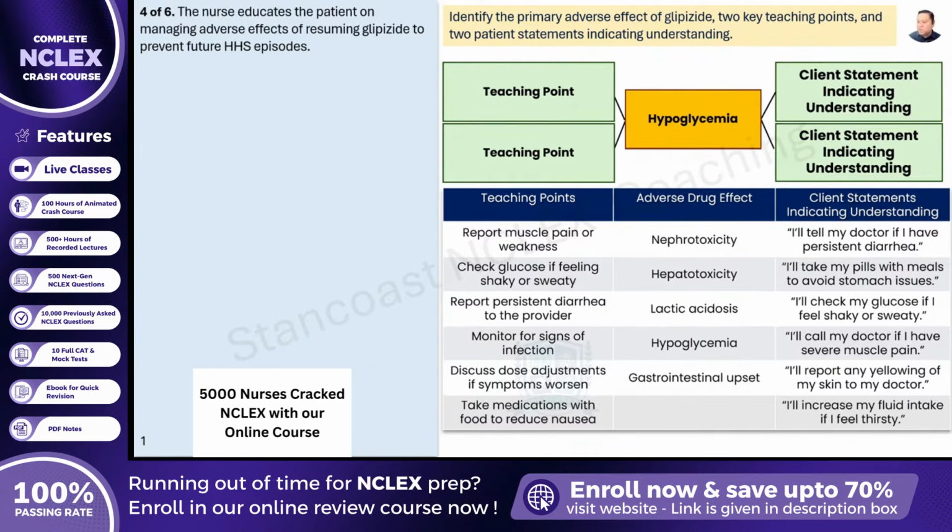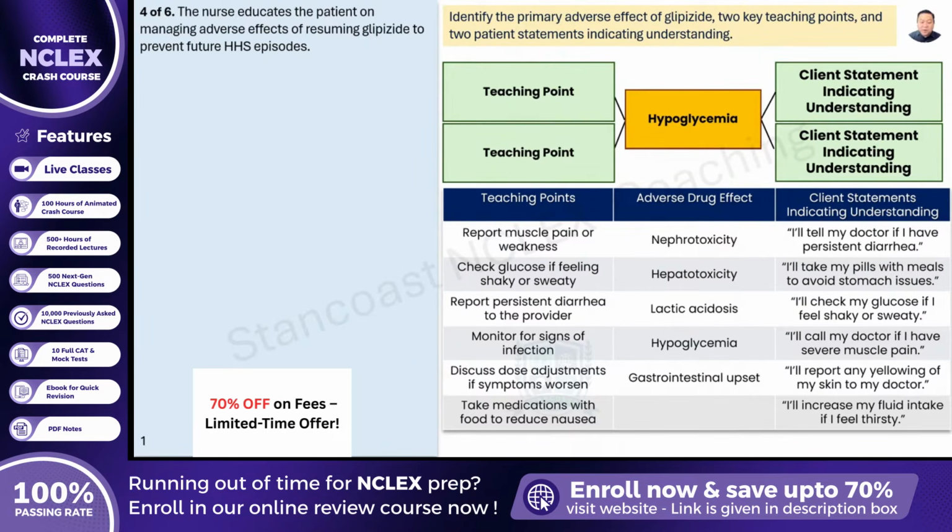Now let's head into the two teaching points, and the options are: report muscle pain or weakness, check glucose if feeling shaky or sweaty, report persistent diarrhea to the provider, monitor for signs of infection, discuss dose adjustments if symptoms worsen, take medications with food to reduce nausea.